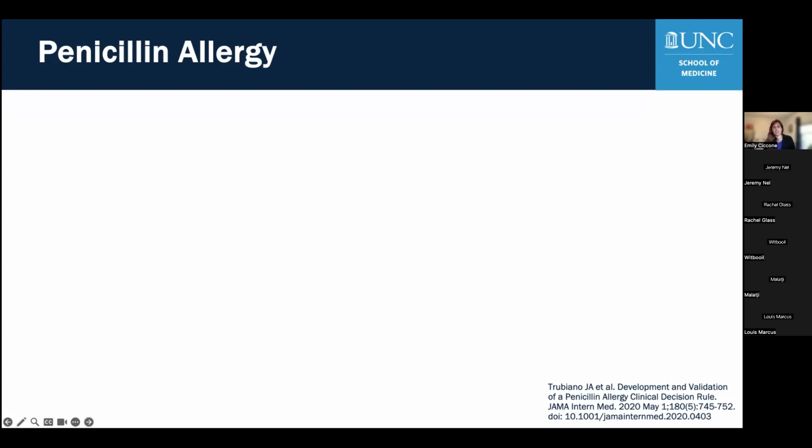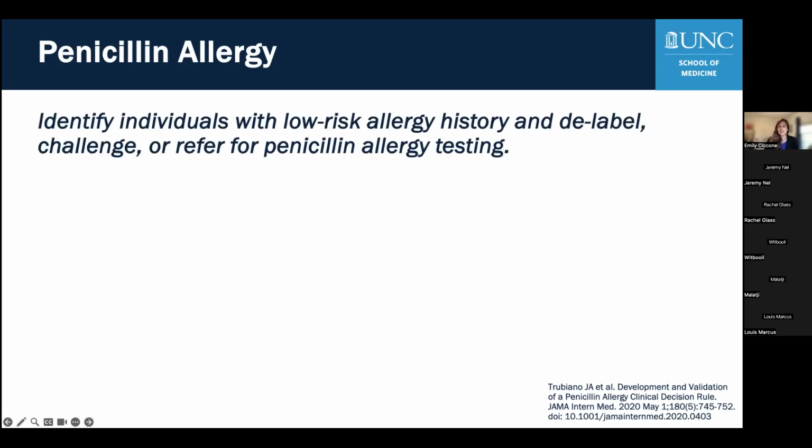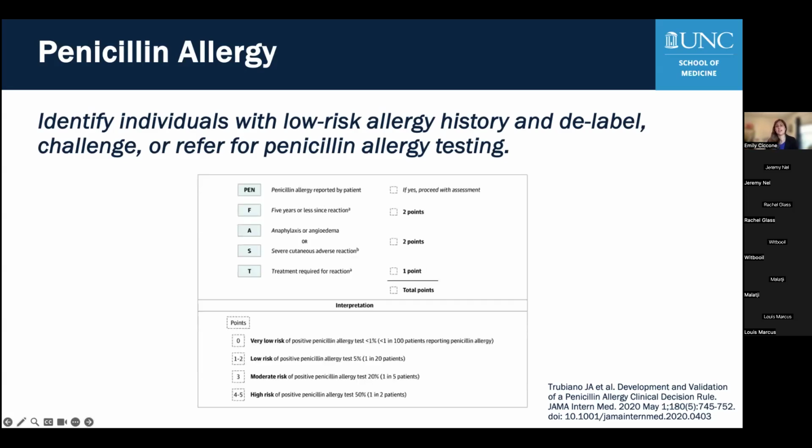Yet having a penicillin allergy on your chart leads to overuse of broad-spectrum antibiotics. It leads to increased Clostridium difficile infection, and it leads to increased risk of antimicrobial resistance and use of suboptimal antibiotic therapy, for instance, like vancomycin for MSSA bacteremia or endocarditis. So identifying individuals who have a low risk allergy history, who can be delabeled, challenged orally, or referred for penicillin allergy testing is an important stewardship intervention.